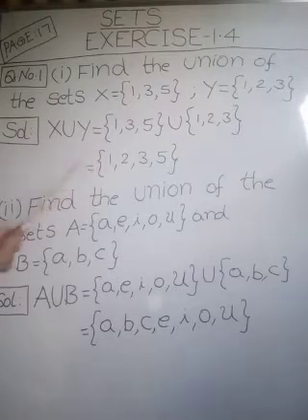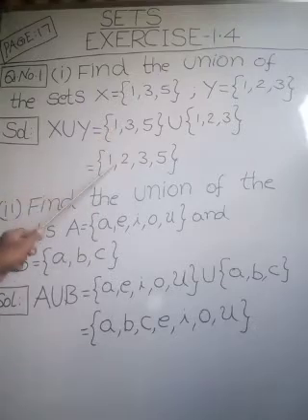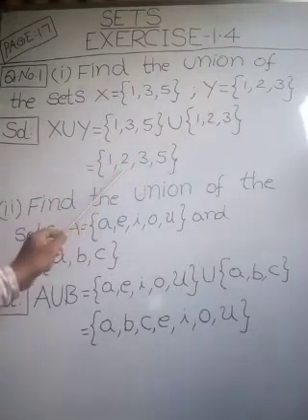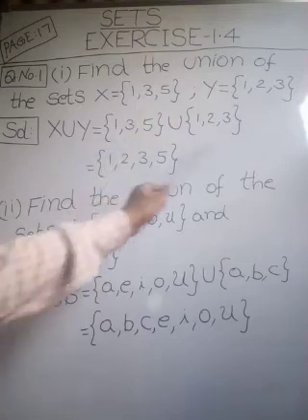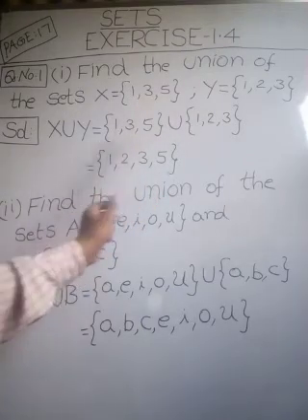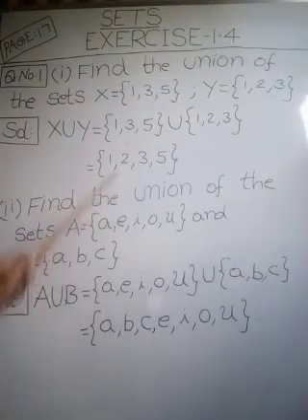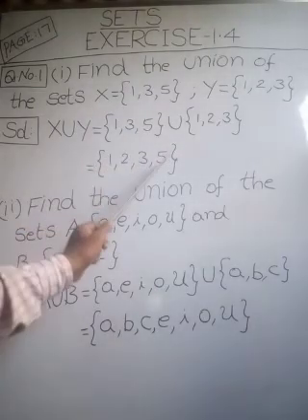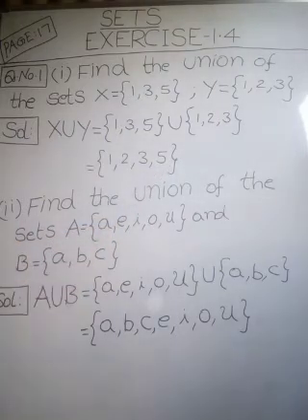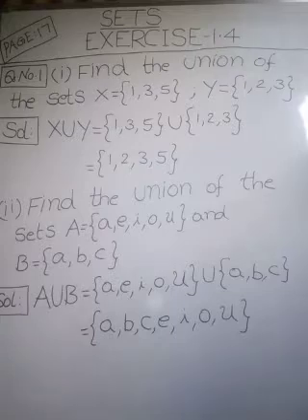This is equal to, union means combine all the elements but without repetition of any element. So 1, 2, 3. 1 is repeated and 3 is also there in the two sets, but we write only one time. So 1, 2, 3, 5. Understood, my dear children, how to find the union of two sets? Right. Now come to question number 2.